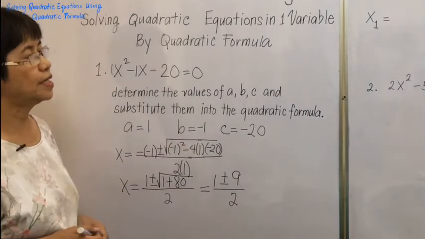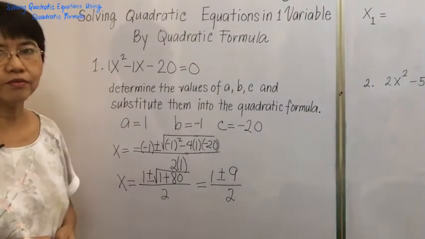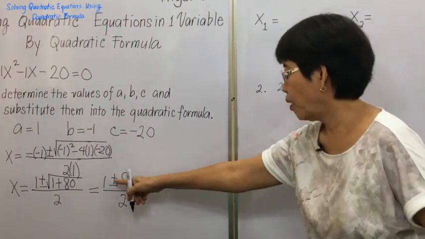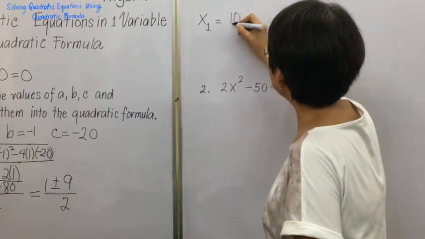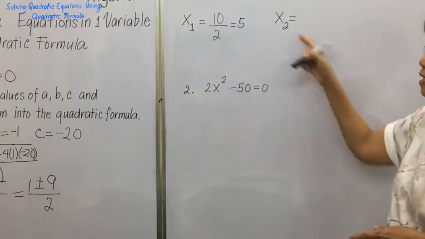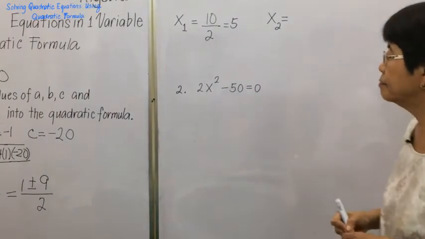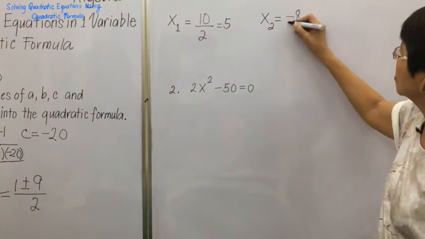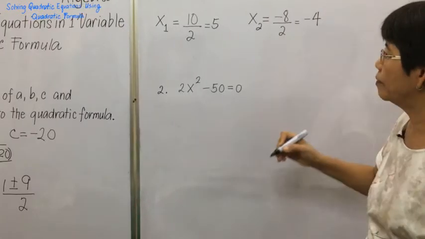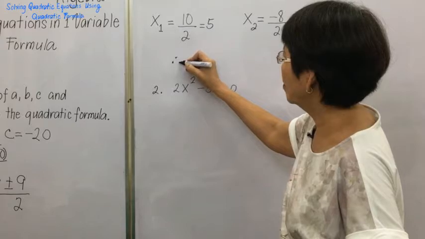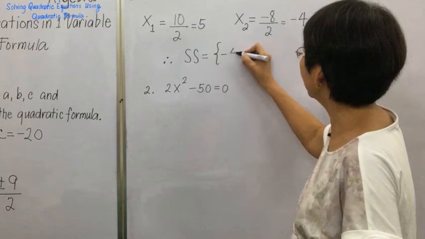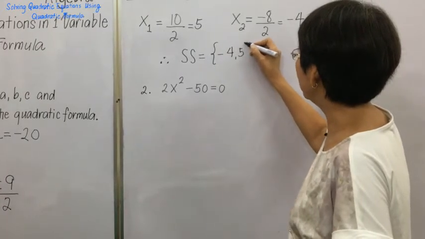So first we get x sub 1, which is our first value. We have 1 plus 9, or 10 over 2 equals 5. And then next, x sub 2 is 1 minus 9, or negative 8 over 2 equals negative 4. Therefore, our solution set is equal to negative 4 and 5.